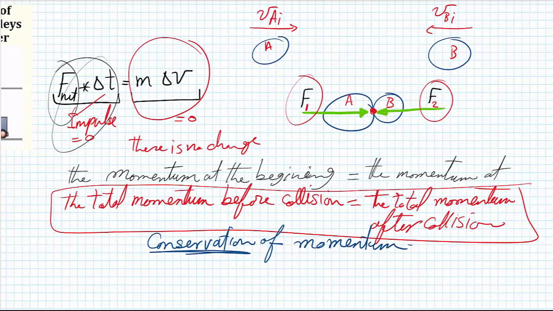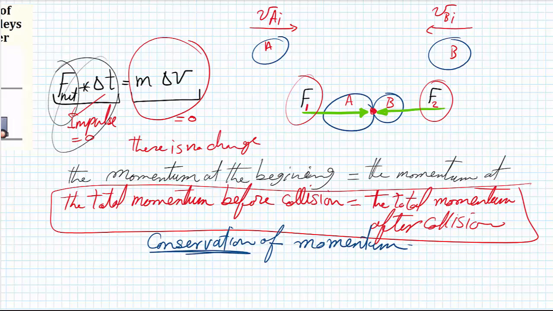What's the meaning of conservation? Conservation means it's constant, it does not change, it's saved. So the conservation of momentum means the total momentum of the two objects before collision equals the total momentum of the two objects after collision.